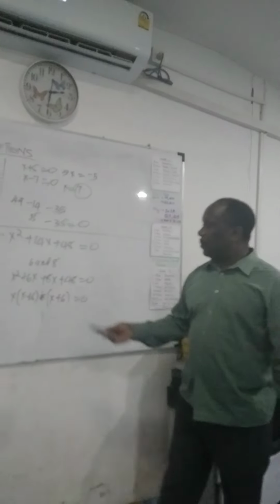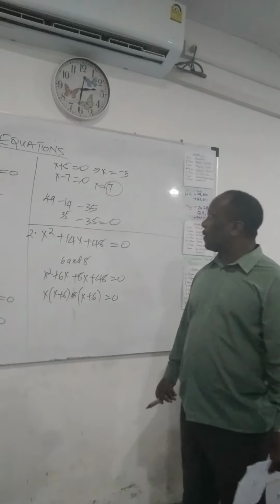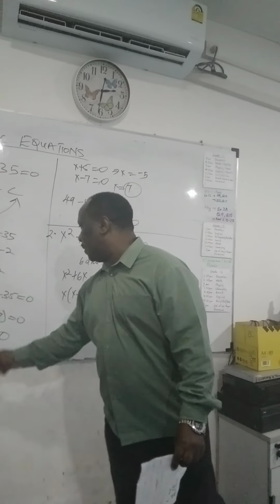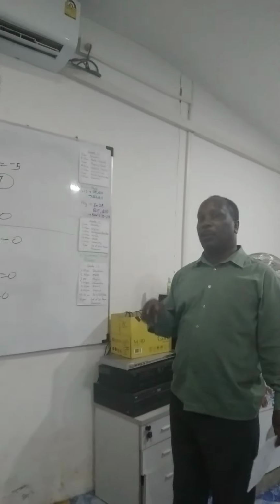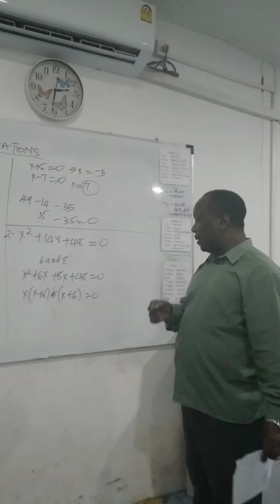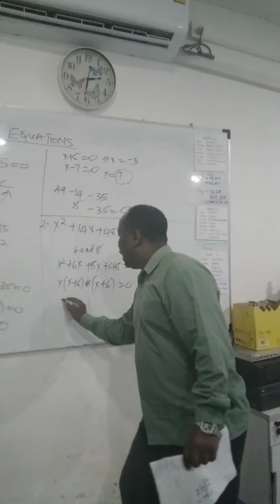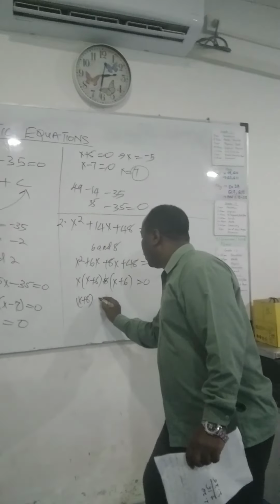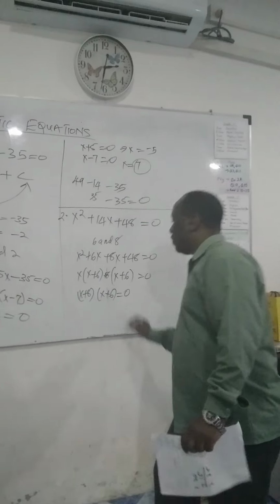The other thing is to check whether the expressions in the bracket are similar. Here you can see x plus 6, x plus 6. And here we also had x minus 7, x minus 7. That is also another proof to see whether you are working well towards that equation. So I rewrite it, and I say x plus 8 into x plus 6 equals 0.